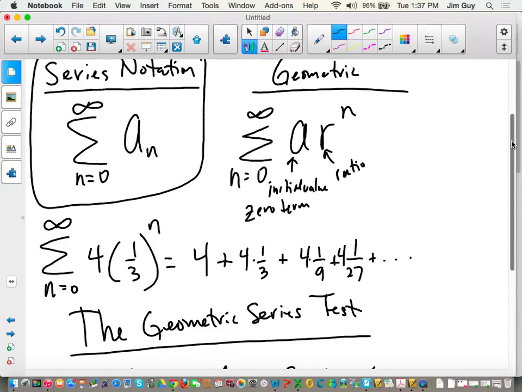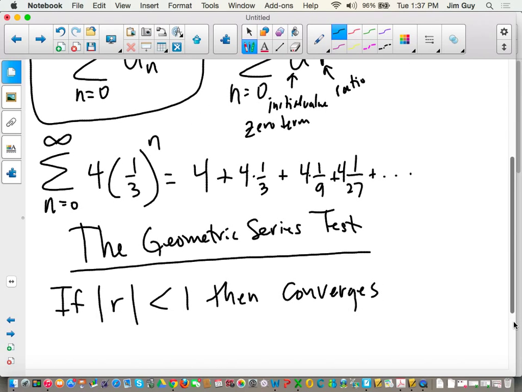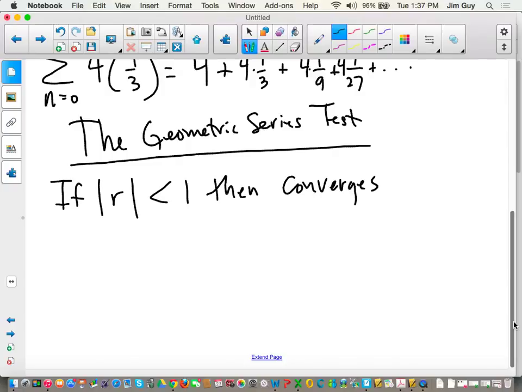Would it converge if r was 1? Good question. What if it is 1? What does it mean for r to be 1? If I start with 4, what's the next number? 4. And the next number? 4. Now the sequence converges, right? But does the series converge? Yeah, okay. So r has to be less than 1. If it was equal to or greater than 1, then it diverges.